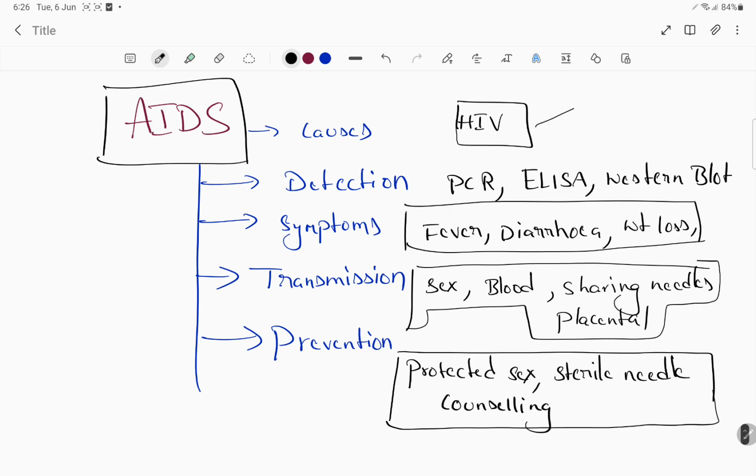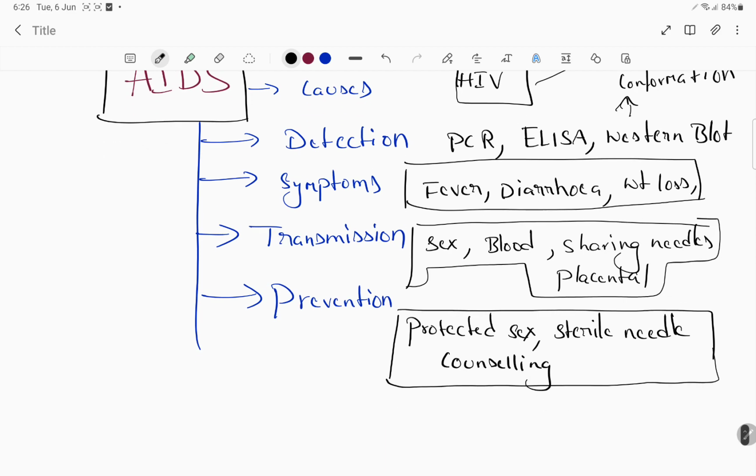The cause is HIV. Tests are PCR, ELISA, and Western blot. Western blot is the confirmation test for AIDS. Here we have fever, diarrhea, weight loss. Transmission is through sex, shared needles, the placenta, and blood transfusion. Prevention is avoiding drugs, having protected sex, using sterile needles, and primarily counseling.